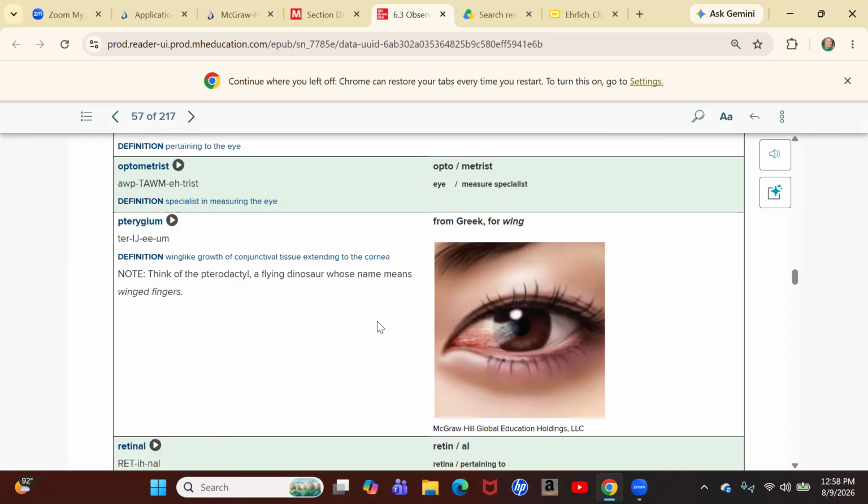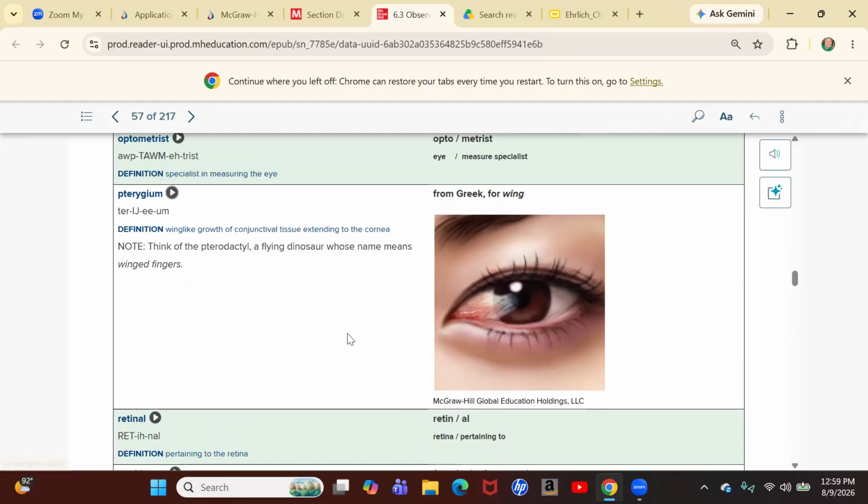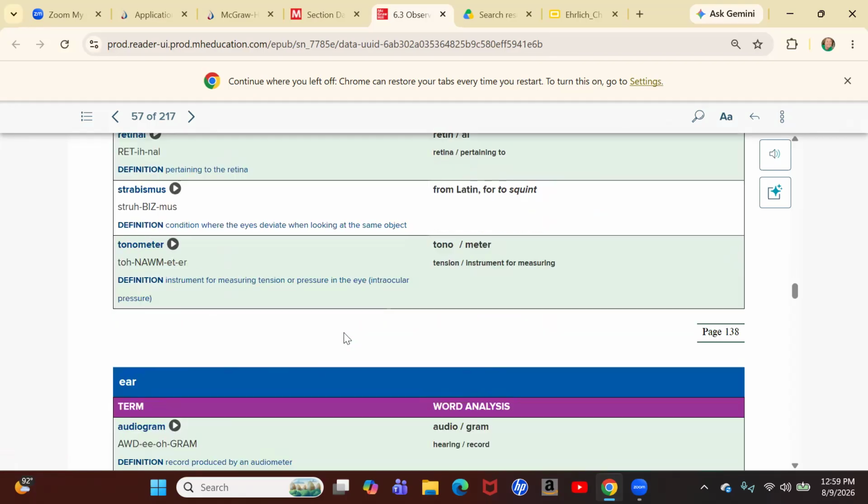A condition that is fairly rare, but it's where the conjunctival tissue here extends across the cornea. Pterygium. That one's even a tough one for me. Pterygium. I don't think I've ever seen that one in clinical practice, but it can develop.